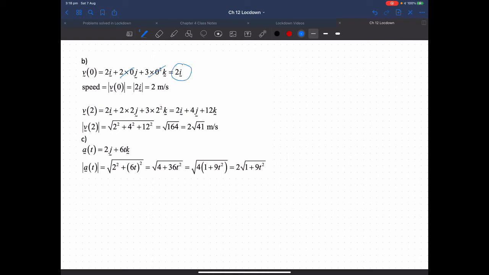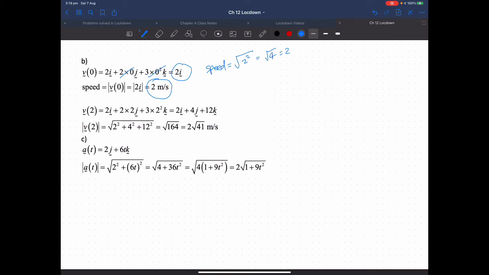So what I have to do is find the magnitude of that vector, because it is the velocity vector when time is equal to 0, to give me speed. So that speed is equal to the square root of 2 squared, the square root of 4, which is 2. So it is 2 meters per second.